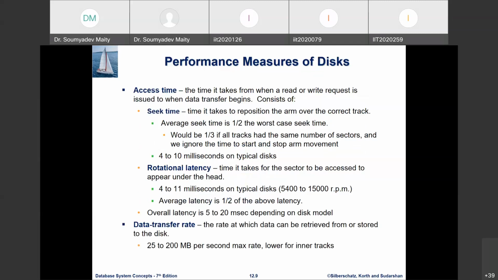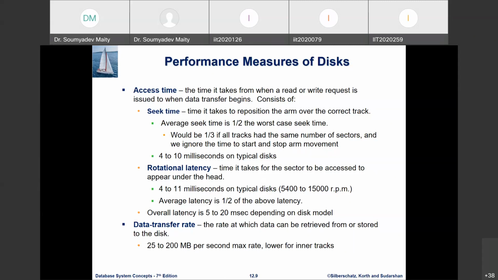So, performance measures of a disk. When you use a particular disk or when you purchase a disk, how do you measure the performance of that disk? There are certain parameters. Basically all the parameters are related to some delays. So what are the delays? First is access time and the second one is data transfer time. Access time and data transfer time. These are the two basic parameters through which we should evaluate the efficiency of a disk.